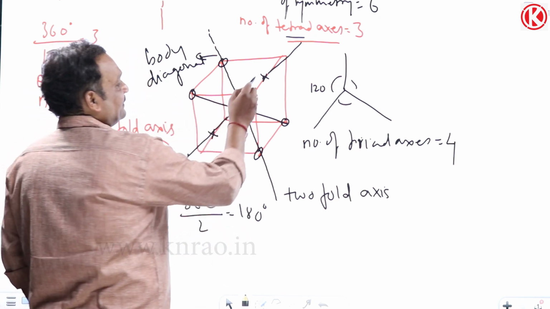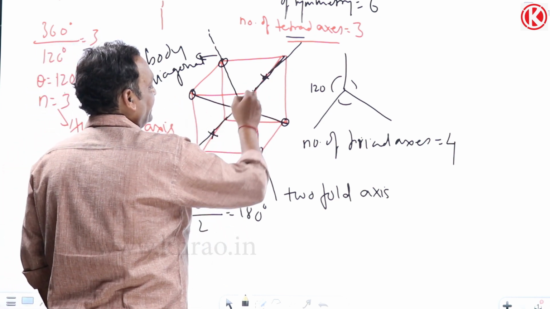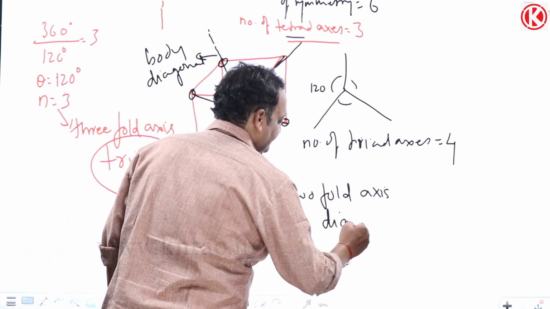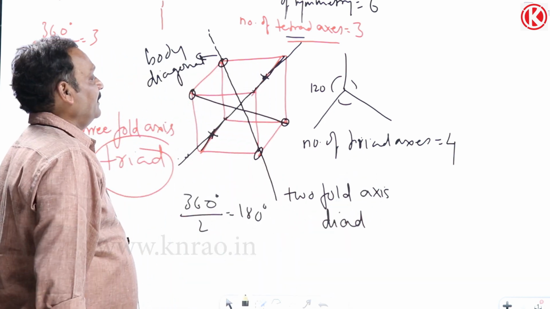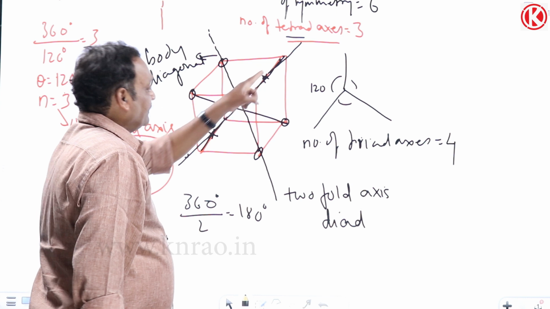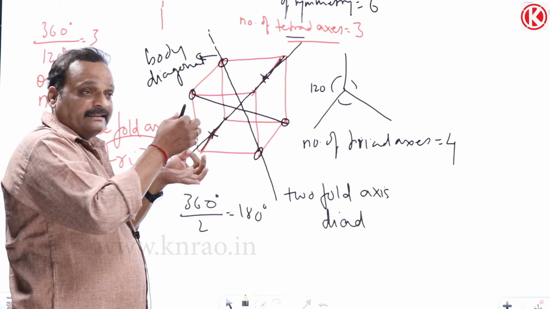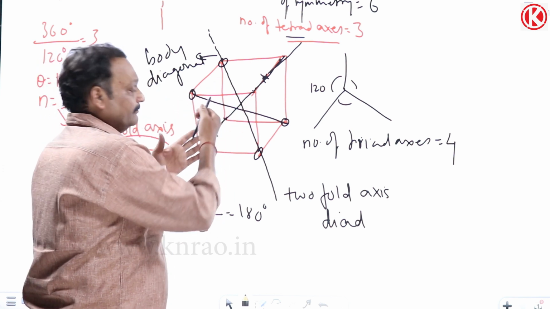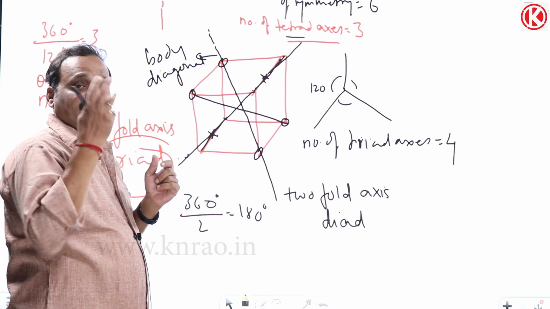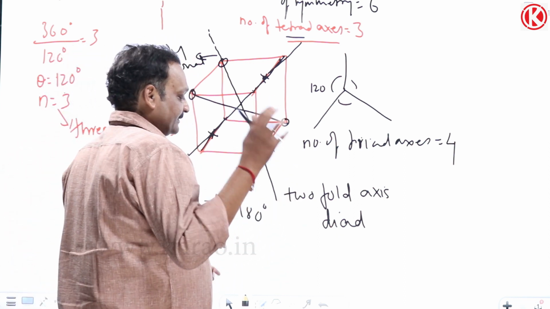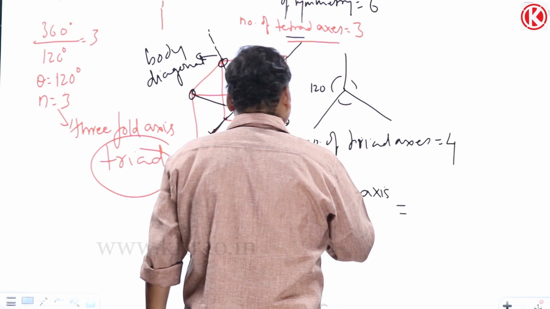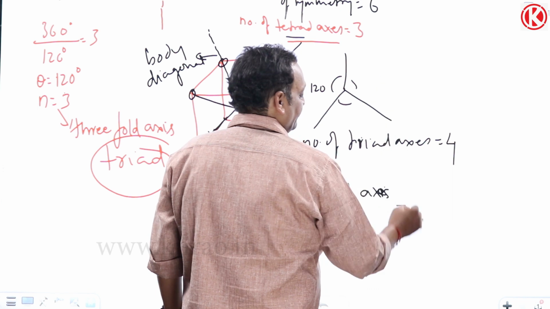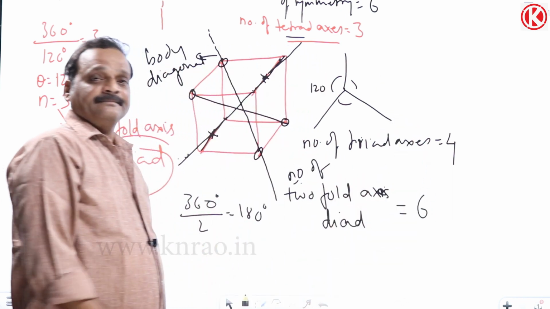For one dyad axis, I am taking the help of this edge and the diagonally opposite edge like this. Twofold or dyad, D-I-A-D, dyad axis. For one dyad axis, I am taking the help of two diagonally opposite edges. Totally, how many edges are there in a cube? 12 edges. So how many dyad axes can I draw? 6 dyad axes I can draw. So the number of twofold or dyad axes of symmetry is equal to 6.